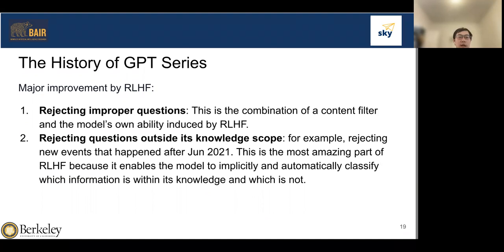And so one is that it learns to reject improper questions. For example, when the question is outside the model's capability, and this also combines with the second point he listed here, rejecting questions outside the knowledge scope. We can often see that, for example, for events after June 2021, the model would specifically tell you, this is not something I have learned before. If you want me to answer the questions, probably you need to combine some retrieval-based method.